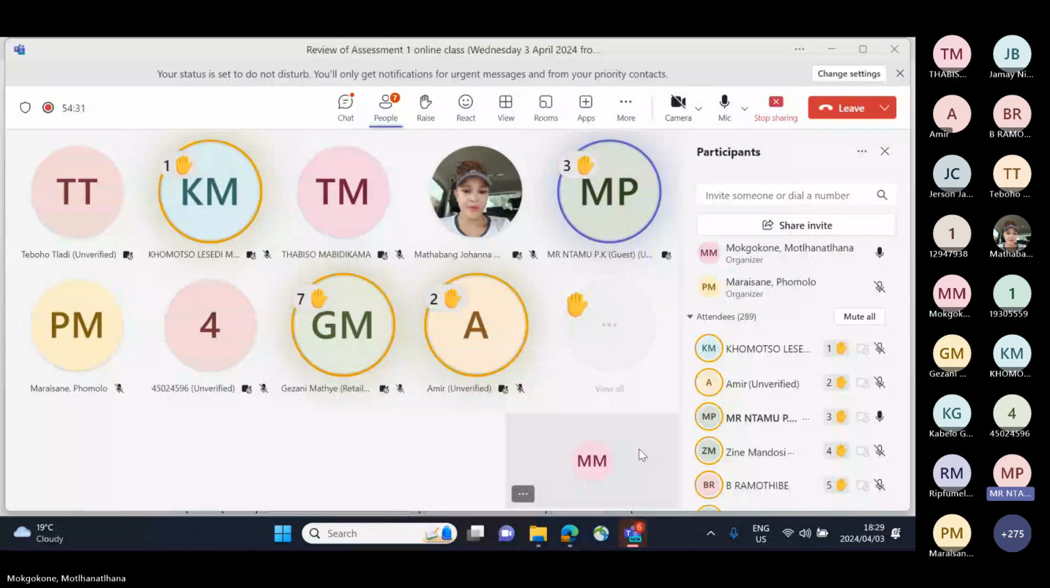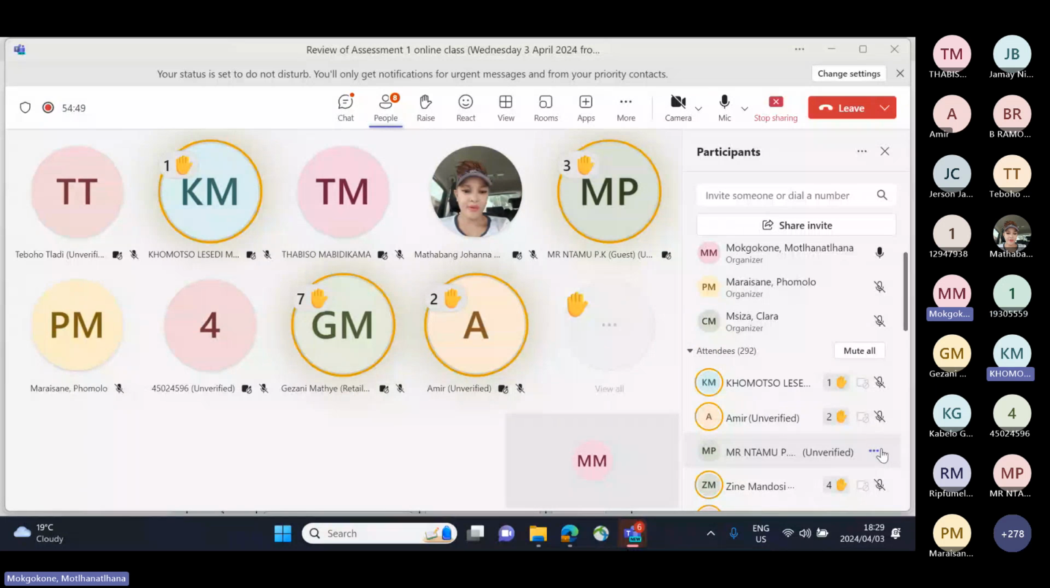I second someone who was saying, how about you give us feedback on where we went wrong or where we have missed something. I must give you general feedback to all students, because I have general feedback. I can tell you what went wrong in your assessment one.